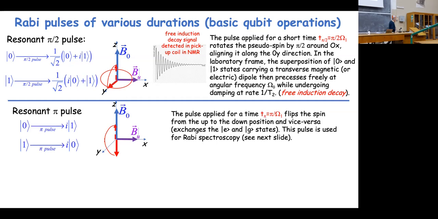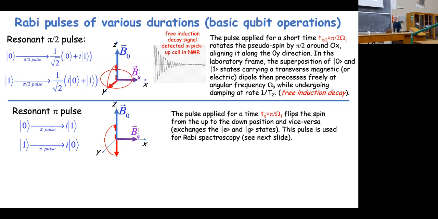Second kind of pulse: if the pulse lasts twice as much, omega 1 t over 2 equal to pi, what you get is you go from up to down. So you have completely flipped the spin. And these are the kind of pulses which are used in what we call Rabi spectroscopy. And I will say a few words about that in a moment.